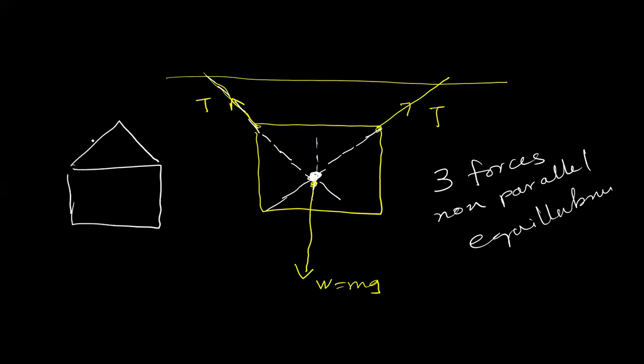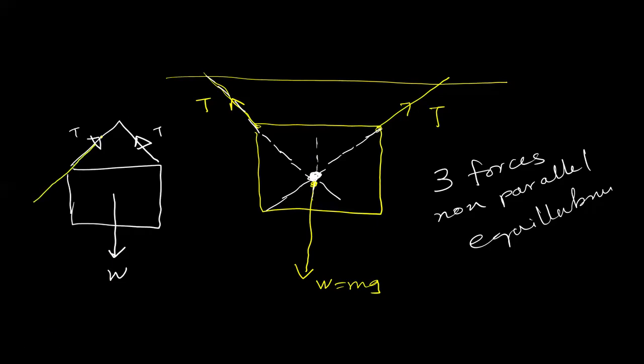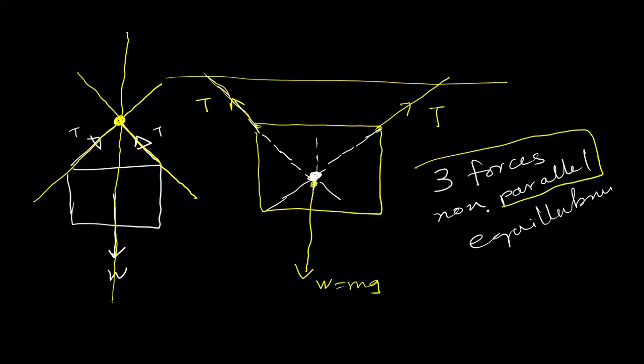Even this example, it's the same. Tension, and this is the weight. Draw the line of action of this force, of this force, and of this force. When you extend the lines of action, can you see they meet at a common point? This is only possible for three non-parallel forces which are under equilibrium. Are you clear? Yes, sir. If you want, take a screenshot. Let's move to the next one.